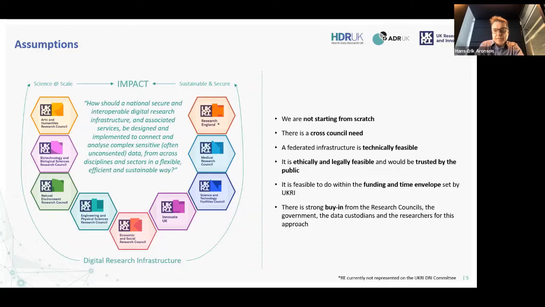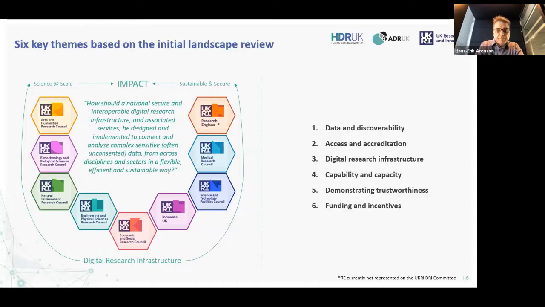And I should mention also that the funding and time envelope is assumed to be correct, and that we can actually execute this within the guidelines that UKRI has set, and that this is a sustainable approach to federated analytics of sensitive data. And finally, there is strong buy-in from the research councils, the government, the data custodians, and the researchers of this approach.